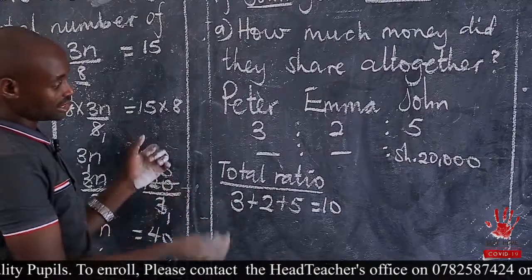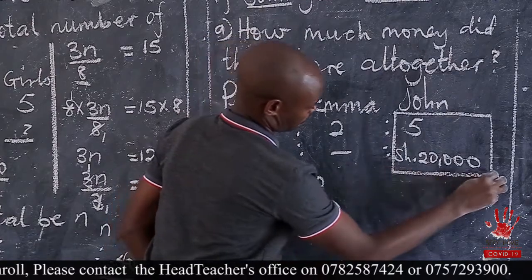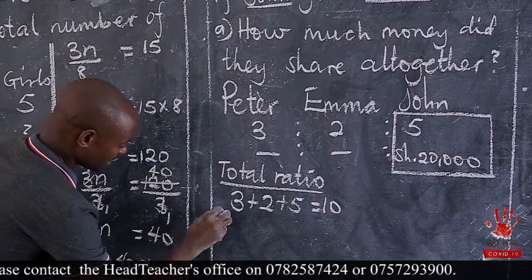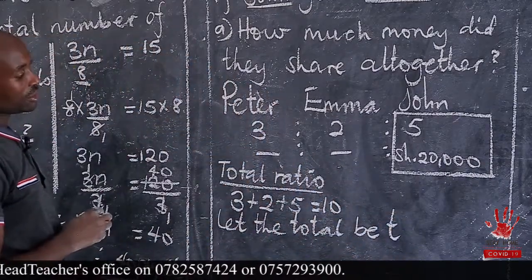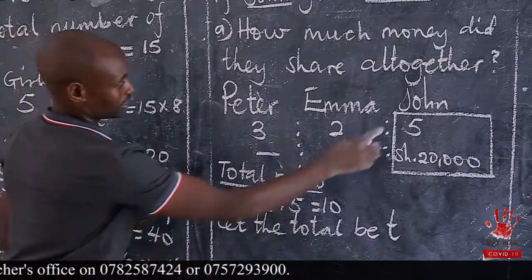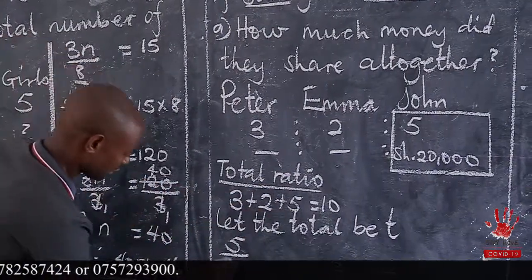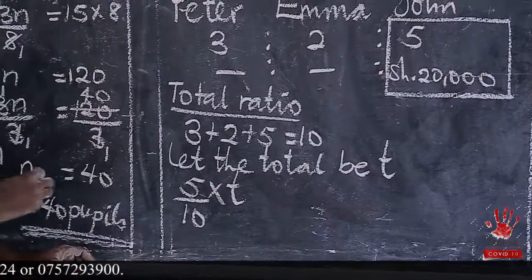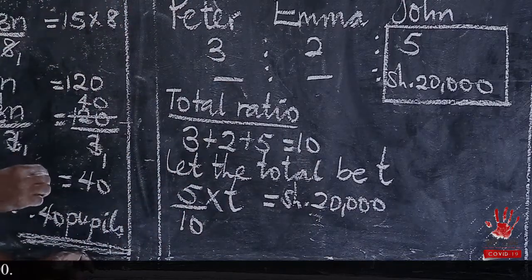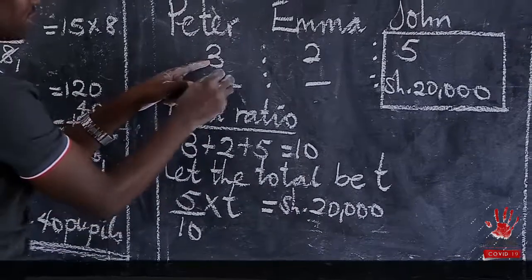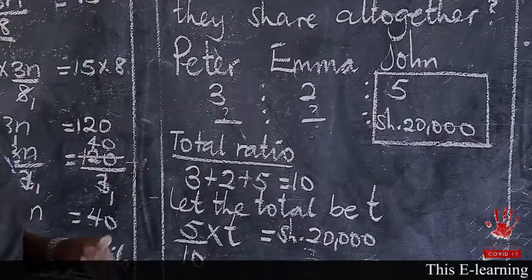Since we don't have the total which they shared, but we have what John got, my concentration is going to be on what John got. So we are going to say, let the total be T. John, my concentration is on John because we have what he got. John got 5 out of the total ratio, which is 10, times the total, which I'm looking for. And this one will give me whose share? John's share, which is 20,000. Someone is going to ask me, teacher, why have you not used 3? Because 3 doesn't have the number here. We have not used 2 because 2 doesn't have the number here. So we are using John's share to find the total.